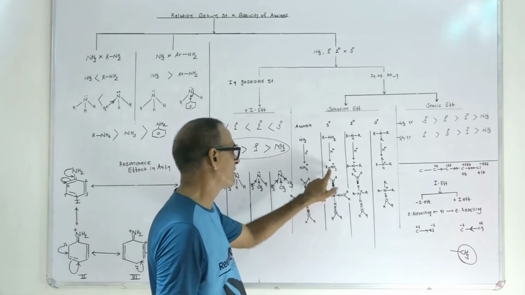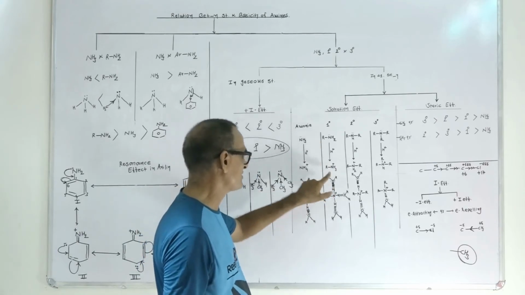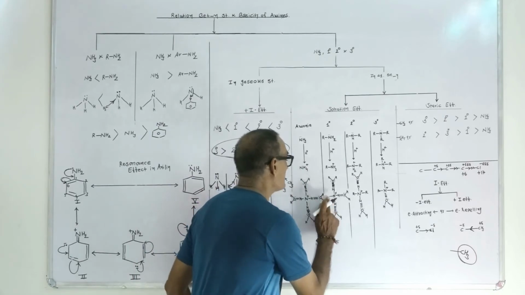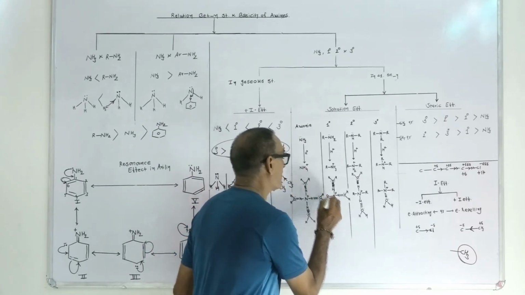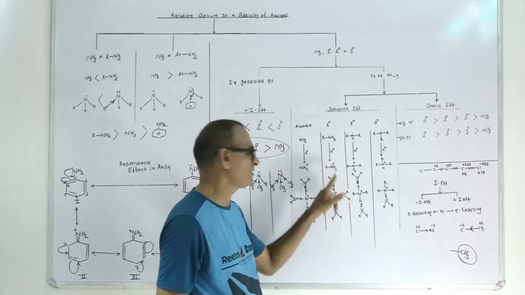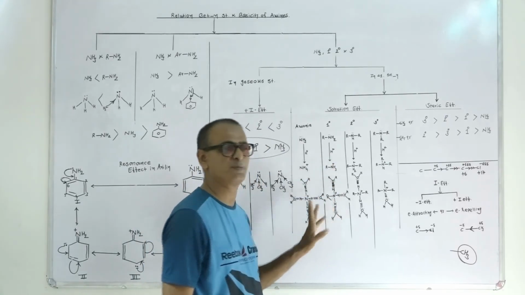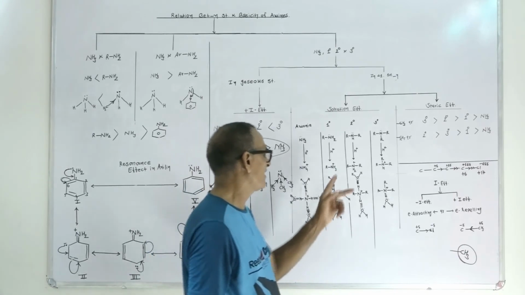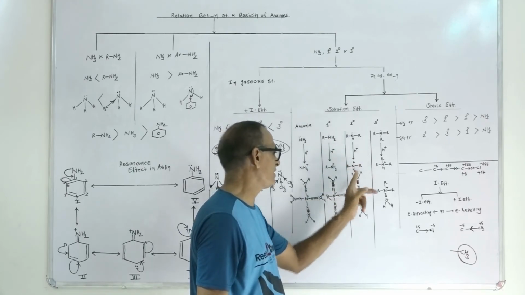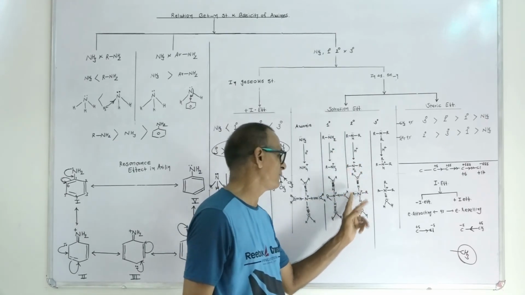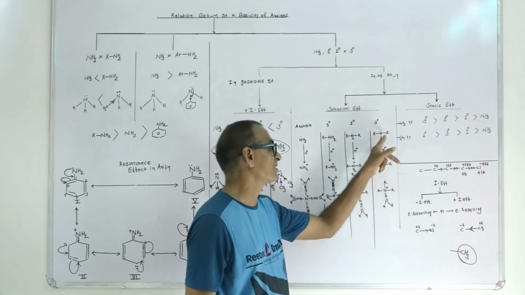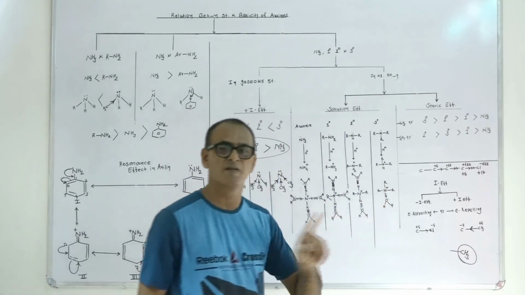In case of the primary amine's conjugate acid, only one R group is there. R will not form hydrogen bond. The conjugate acid of primary amine will form only 3 hydrogen bonds. And the conjugate acid of secondary amine will form only 2 hydrogen bonds. And conjugate acid of tertiary amine will form only 1 hydrogen bond.